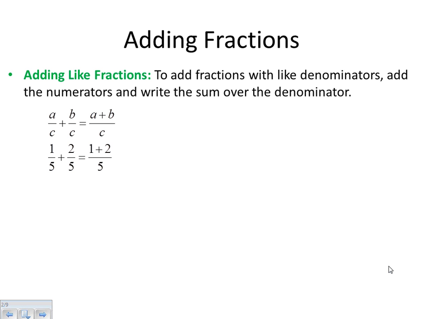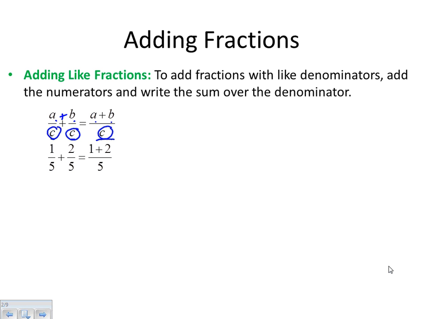Okay, so to add fractions with like denominators, we want to add the numerators and then write the sum over the denominator. So we would just keep the denominator the same, and we're simply going to add the numerators. Now this looks like A over C plus B over C equals A plus B over C. As you can see, we kept the denominator the same, and all we did was add the numerators, A plus B.